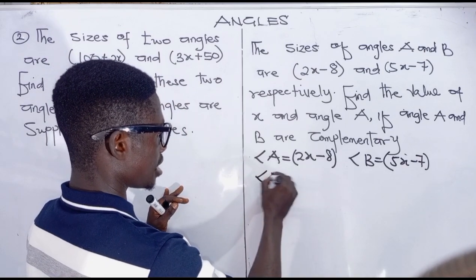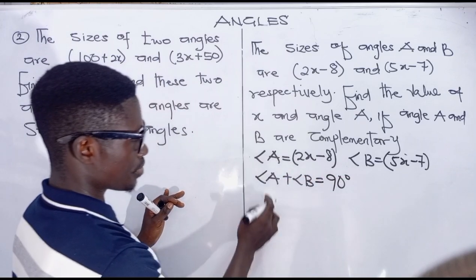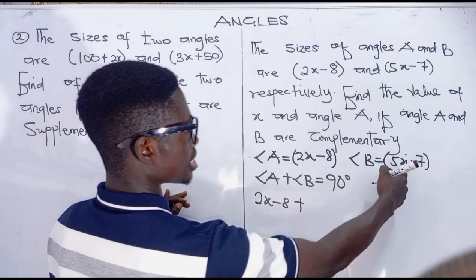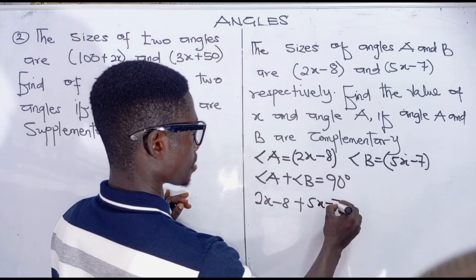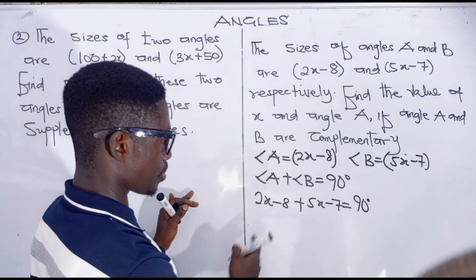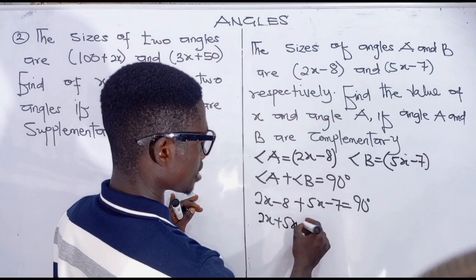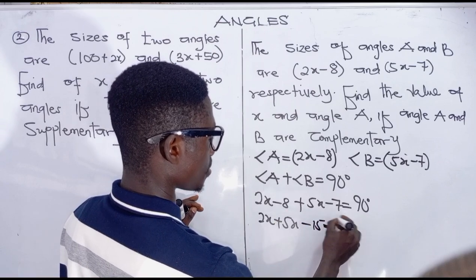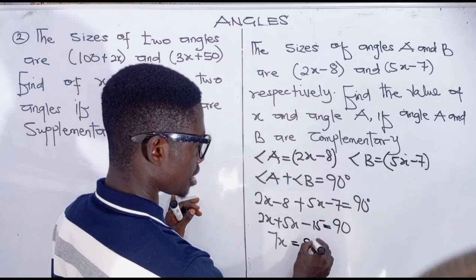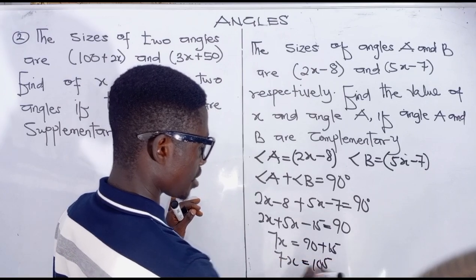So we have angle A plus angle B is equal to 90 degrees. Angle A is 2x minus 8, and angle B is 5x minus 7, and all of this is equal to 90 degrees. So from here we group like terms. We have 2x plus 5x, and then minus 15 is equal to 90 degrees. So this gives us 7x is equal to 90 plus 15. So we have 7x is equal to 105.